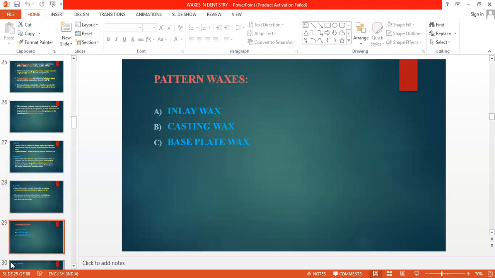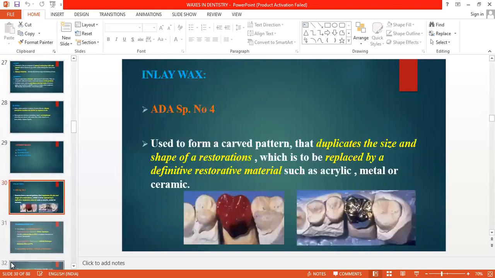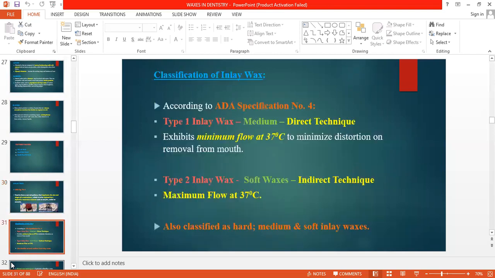Next one is pattern wax, which comprises inlay wax, casting wax, and base plate wax. ADA specification number 4 is for inlay wax, and it is used to form a carved pattern that duplicates the size and shape of a restoration, which is to be replaced by a definitive restorative material such as acrylic, metal, or ceramic.